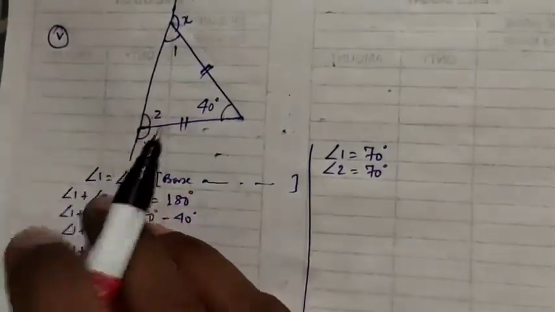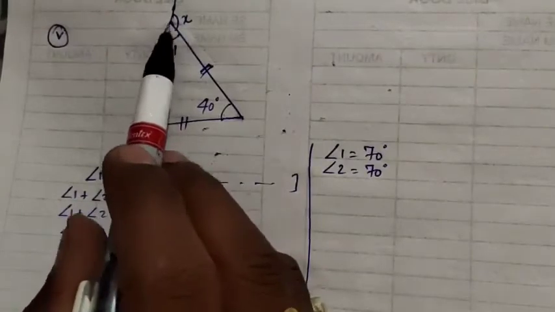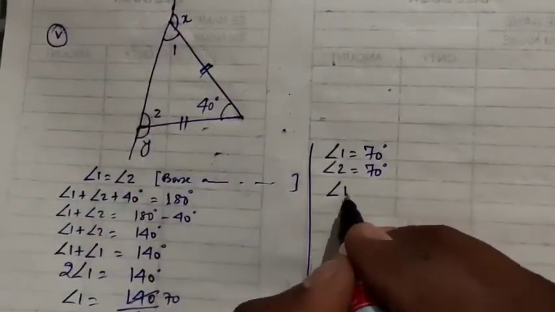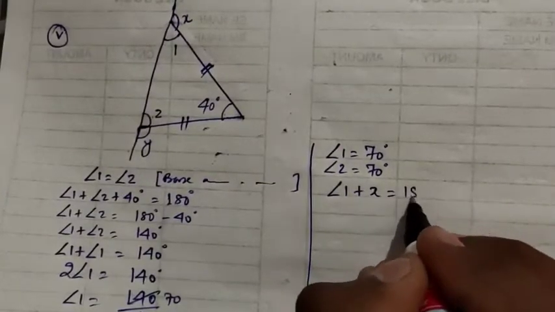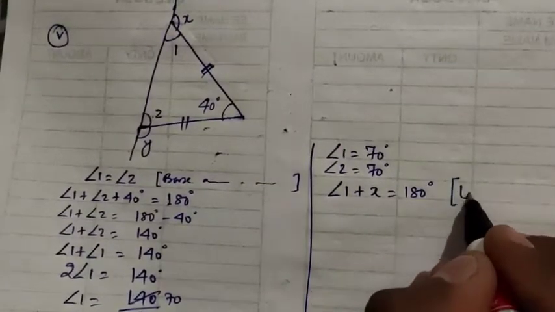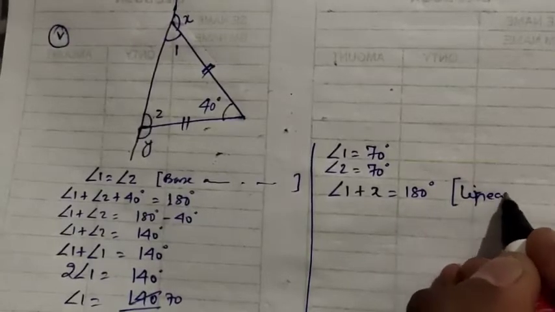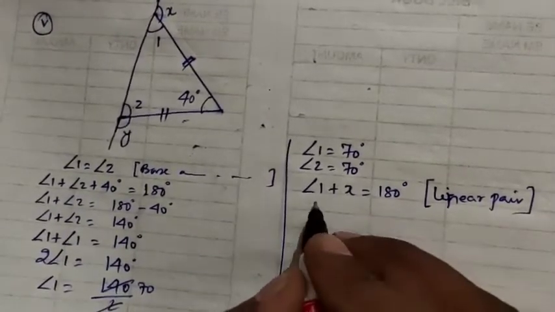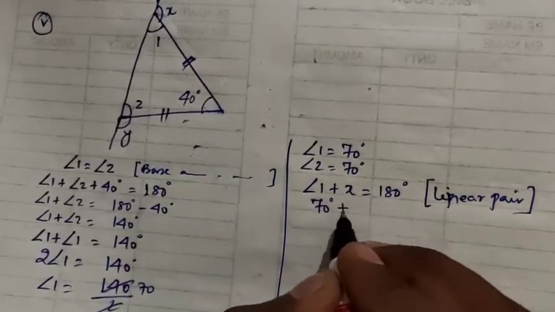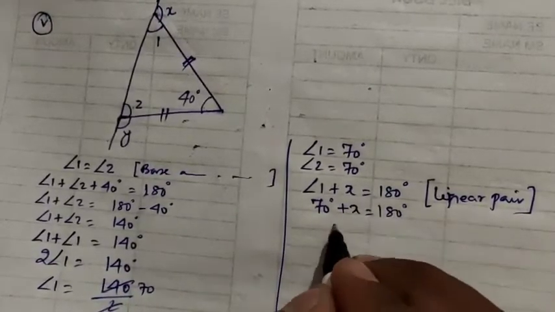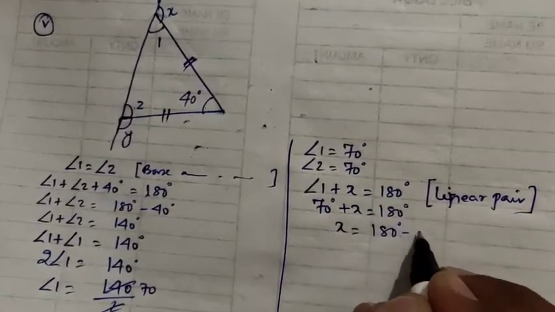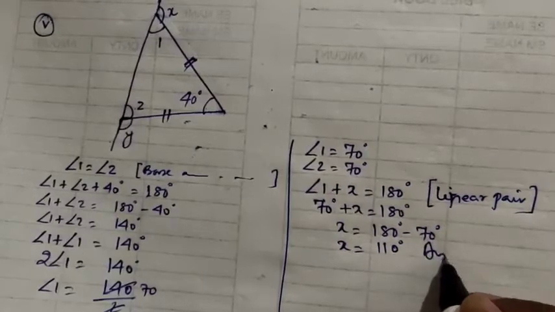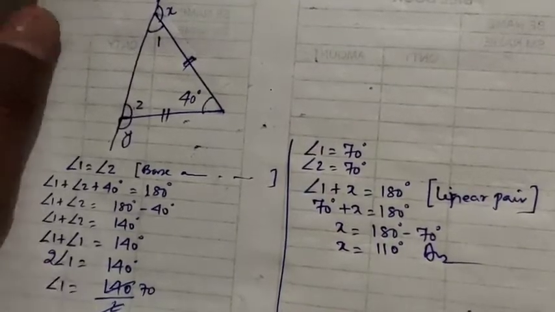Now you can see in the figure, angle 1 and angle x both are lying on the same straight line. It means that angle 1 plus x will be equal to 180 degree. The reason will be linear pair. The value of angle 1 we know, 70 degree, plus x is equal to 180 degree. X is equal to 180 degree minus 70 degree. The value of x will be 110 degree. This will be your first answer.